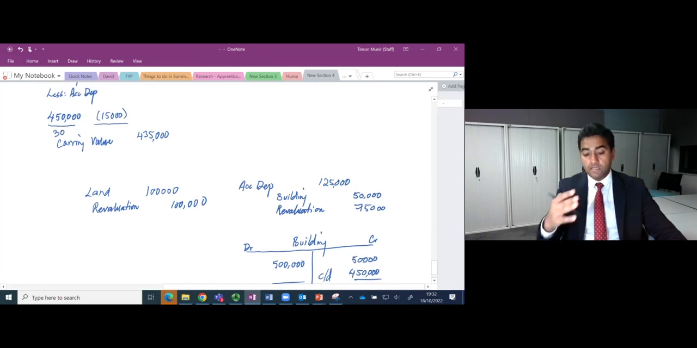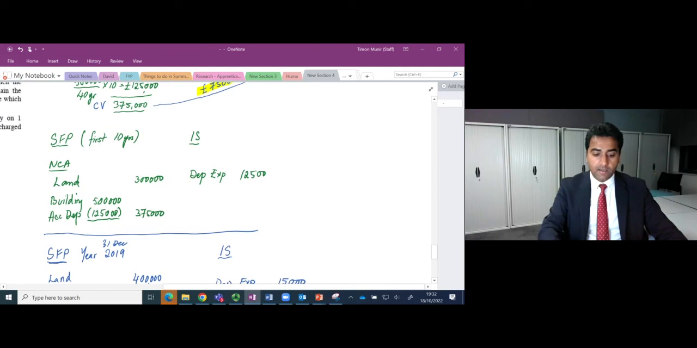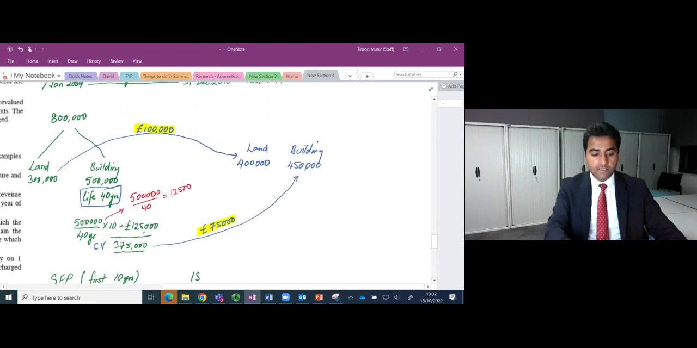And this is the revalued amount, 450. You can see 450 is the revalued amount.